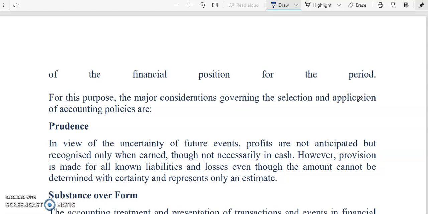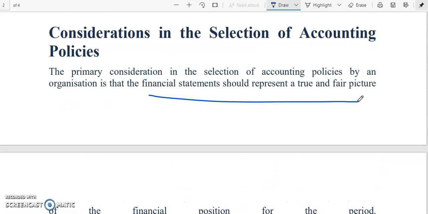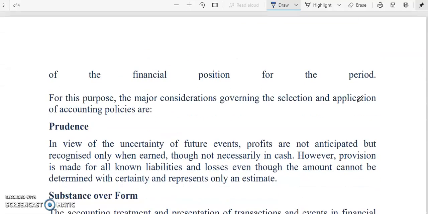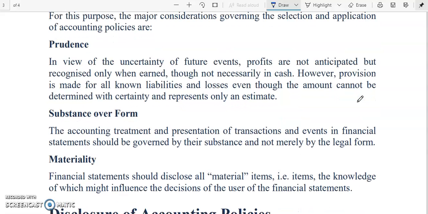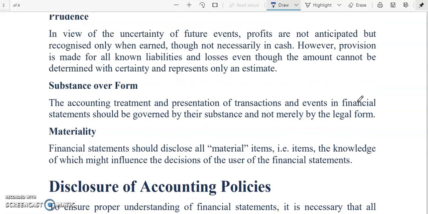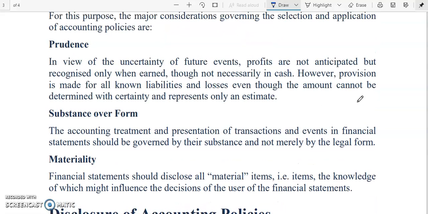So what is the fundamental here? The financial statement should show the true and fair picture of the financial position. So what are the considerations for the purpose of accounting policy? Prudence, substance over form, and materiality. So what is the meaning of prudence?